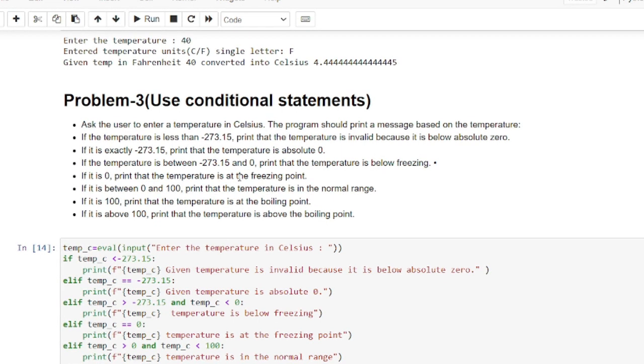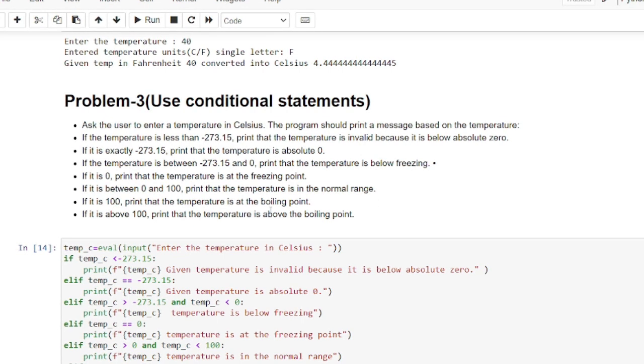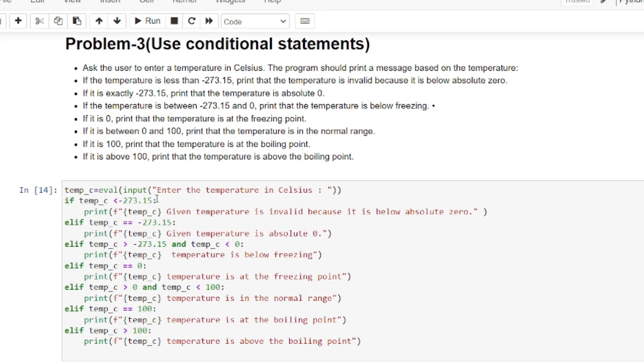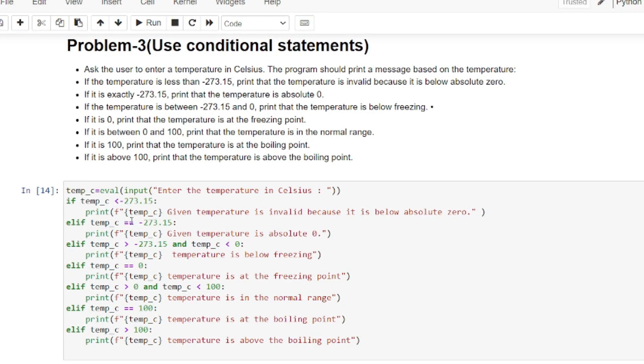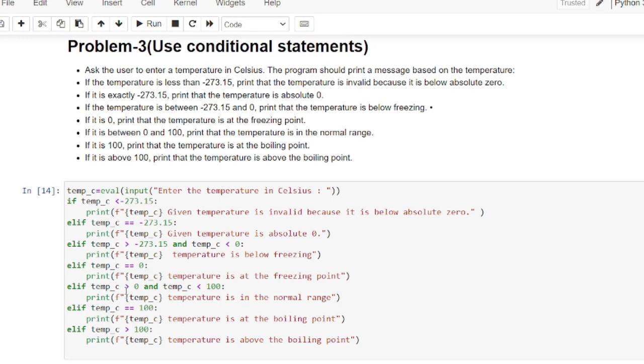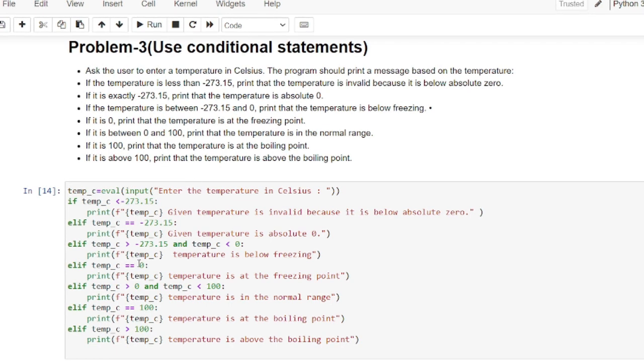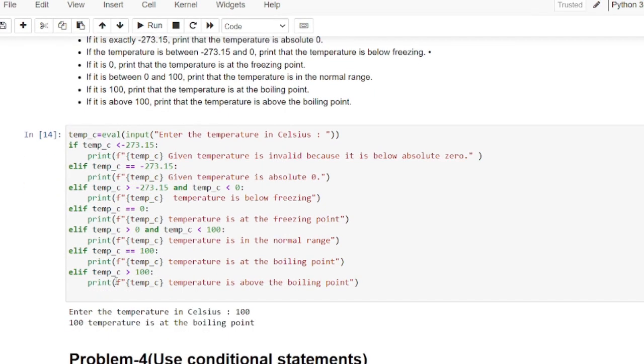If it is 0, it means freezing point. If it is 0 to 100, it means normal range. If it is 100, it means boiling point. Above 100 means above the boiling point. So we are asking the user to enter the temperature in Celsius. If it is less than minus 273.15, we are printing this. If it is equal to 0, or greater than 0 and less than 100, like this, we framed the statements using if, elif, and else.